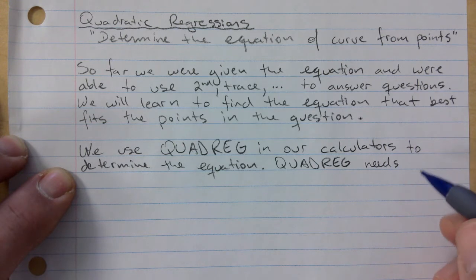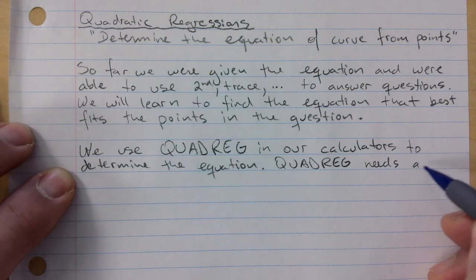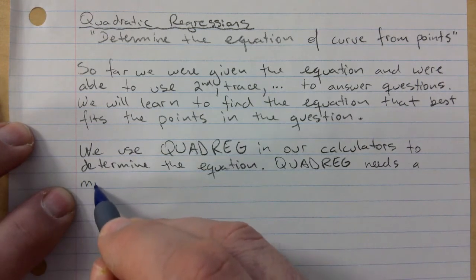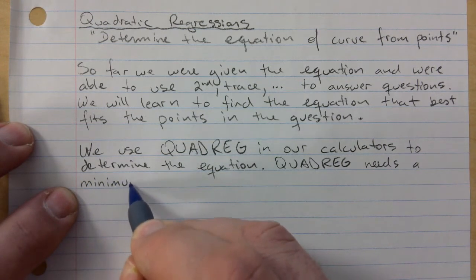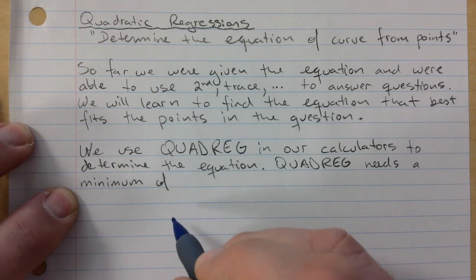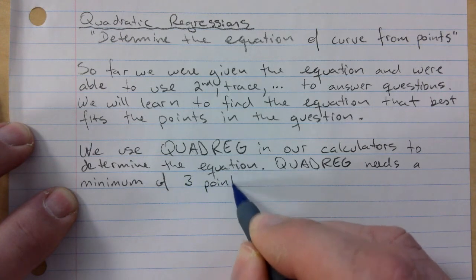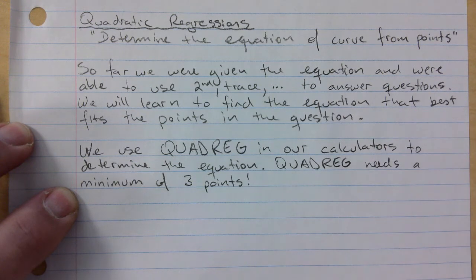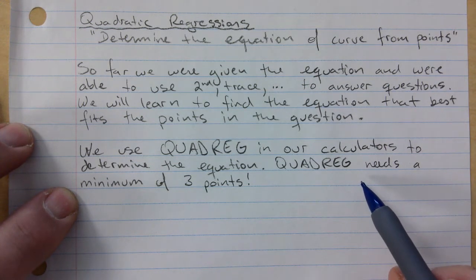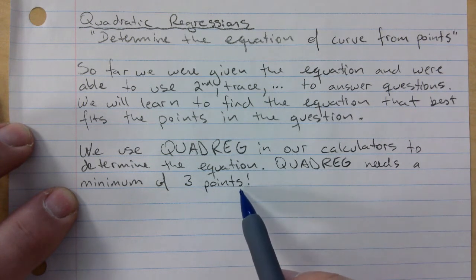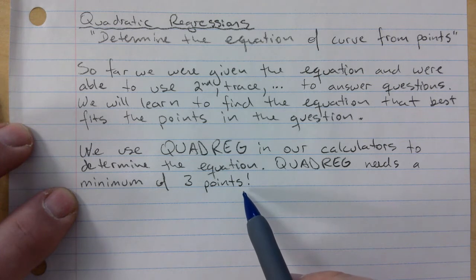Needs a minimum of 3 points. That's key, okay? Quadratic regression needs a minimum of 3 points on that parabola for it to be able to come up with a quadratic equation.